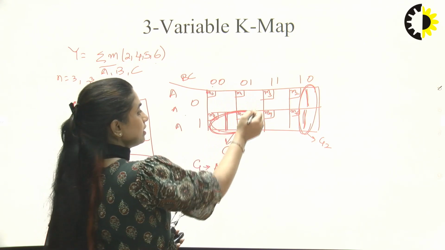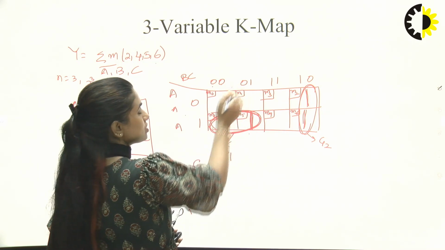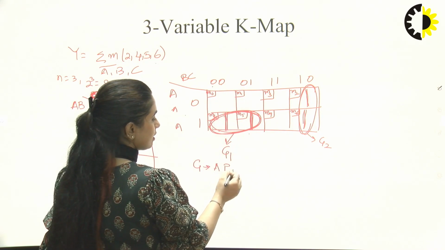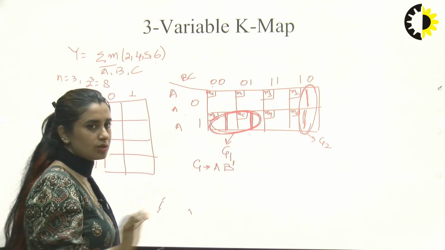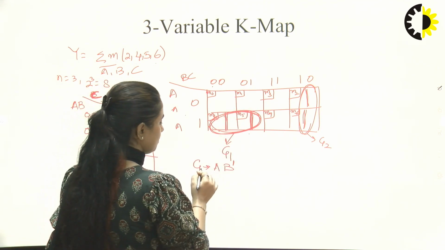From here to here, we see B is not changing, 0 to 0. I'll name it as B bar. And C is changing from 0 to 1, so we'll not include C. So this is group 1.